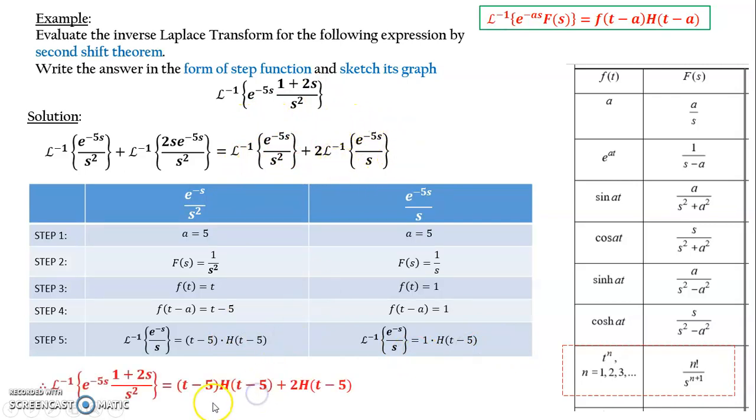So finally, the final answer is given by (t minus 5) h(t minus 5) plus 2 h(t minus 5). Here I have negative 5 h(t minus 5), here plus 2 h(t minus 5). So finally, I have (t minus 3) h(t minus 5). This is the output of the inverse Laplace transform in terms of unit step function, and now I need to change it into the form of step function.